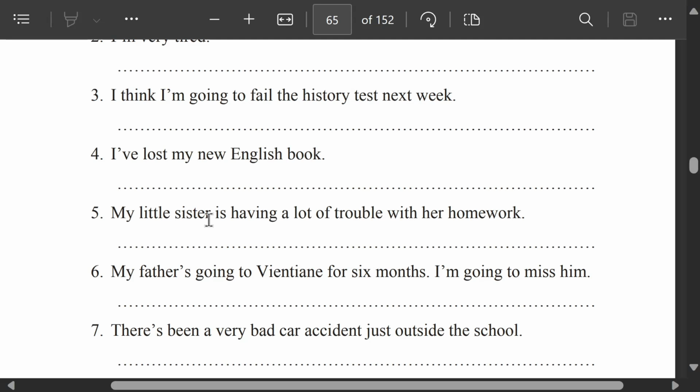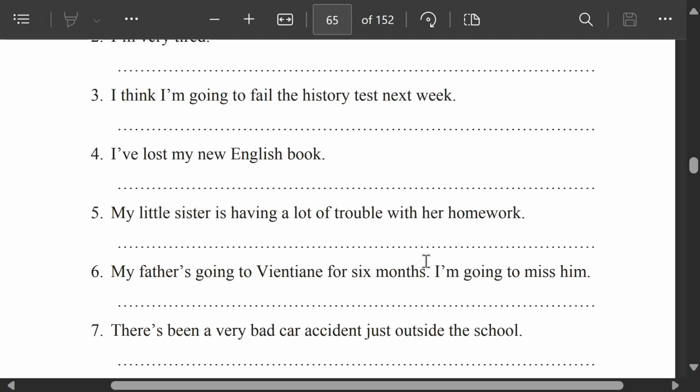Now, how many verbs? One or two? I think this is one verb. She is having. We have two words, "is having," so one of them is like a helping verb, an assistant verb. I don't know if we consider this technically two verbs. I think it's one main verb.